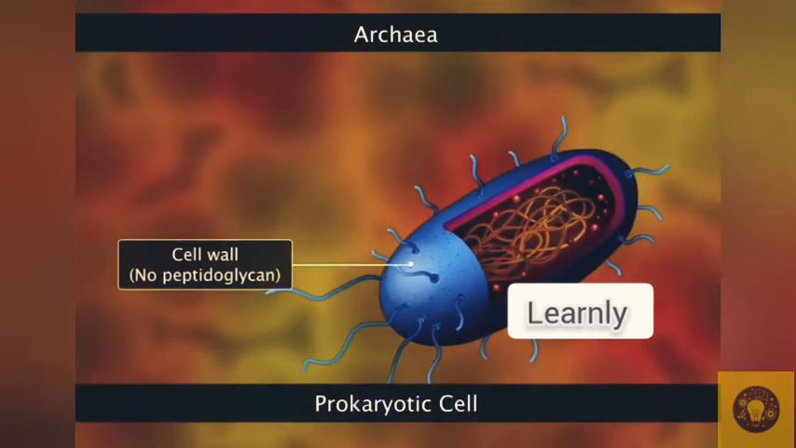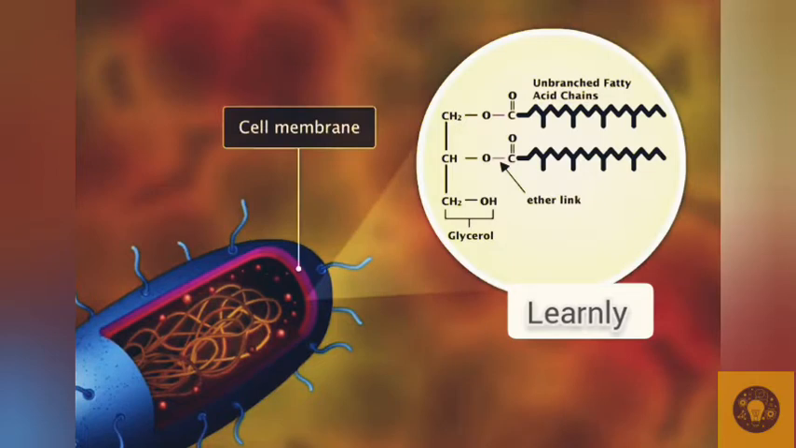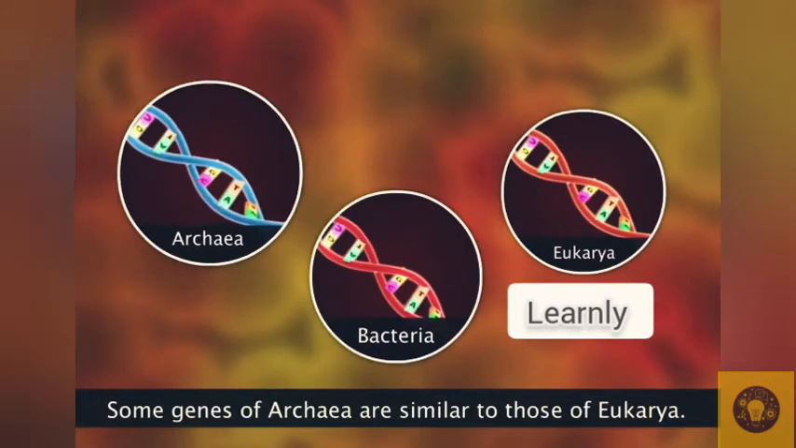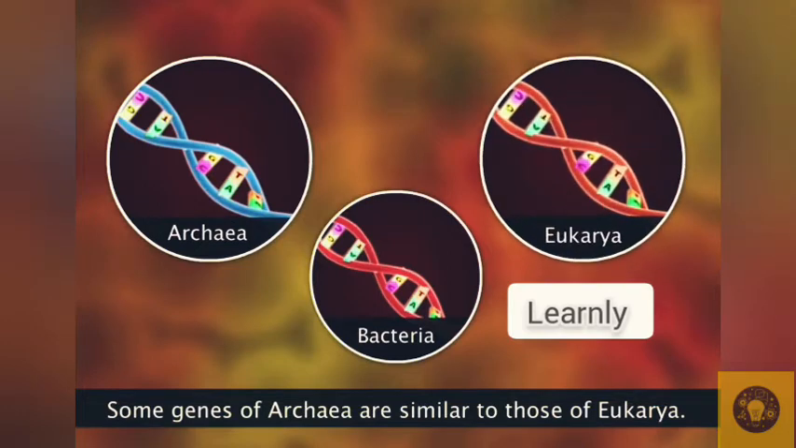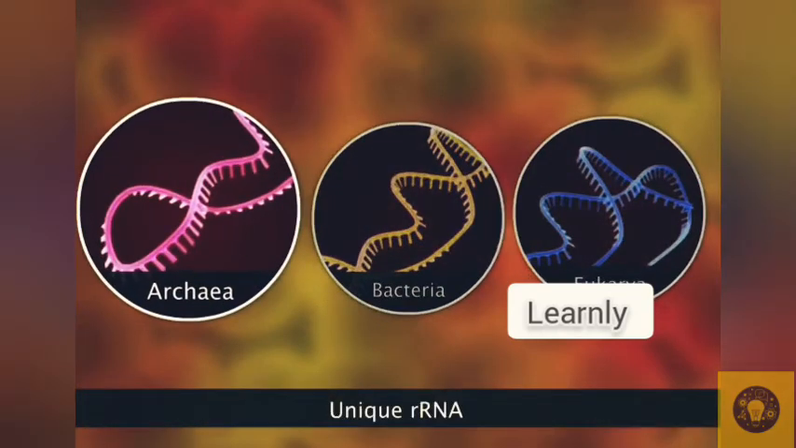Archaea are prokaryotic cells with cell walls completely lacking peptidoglycan. The archaeal cell membrane contains unbranched fatty acid chains attached to glycerol by ether linkages. Some genes of archaea are similar to those of eukarya, but are not similar to those of bacteria. Archaea contain unique rRNA sequences that are distinctly different from the rRNAs of bacteria and eukarya.